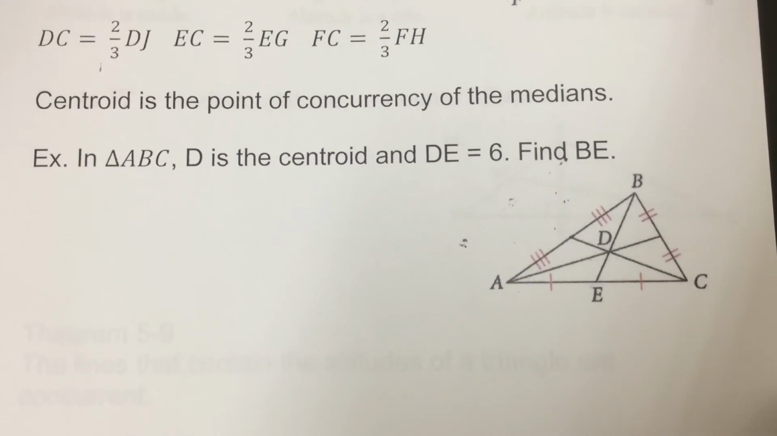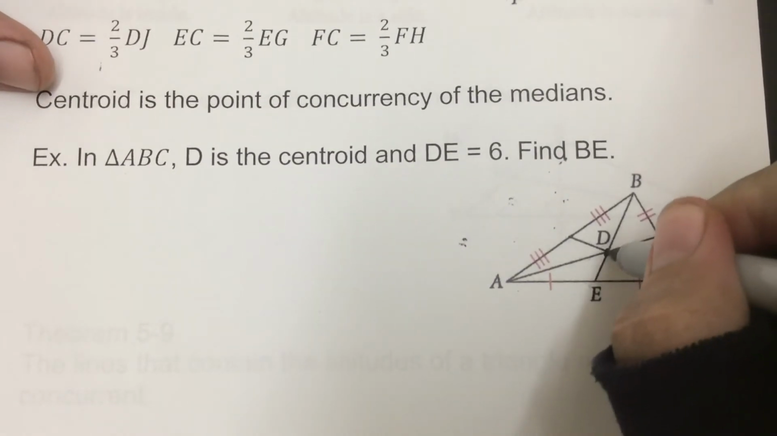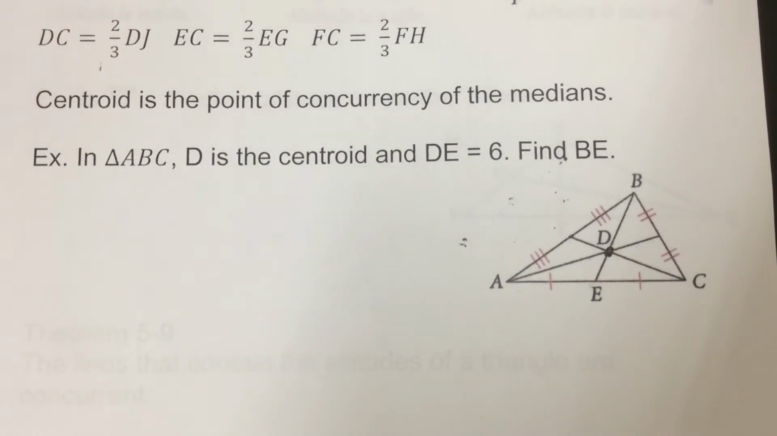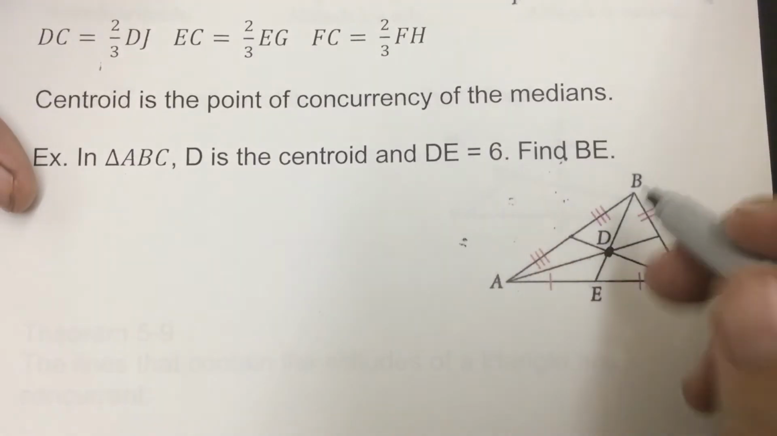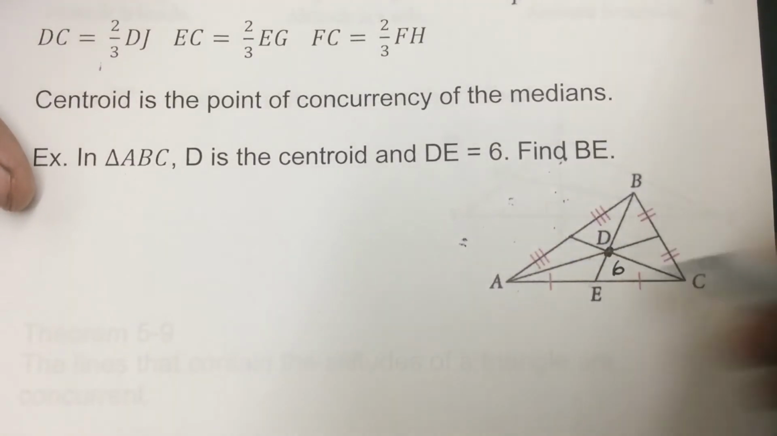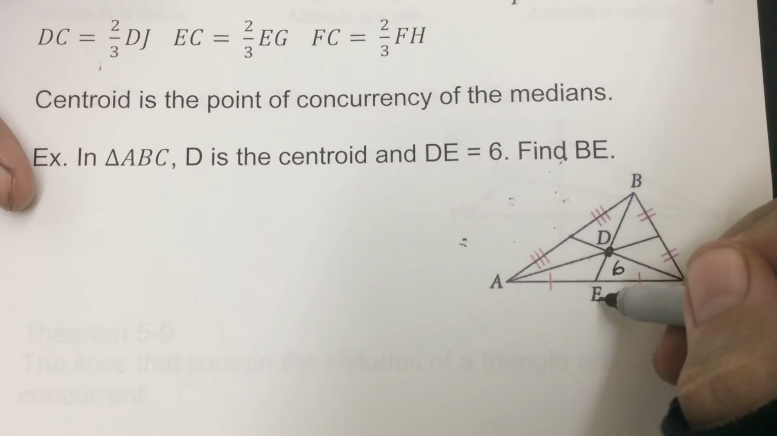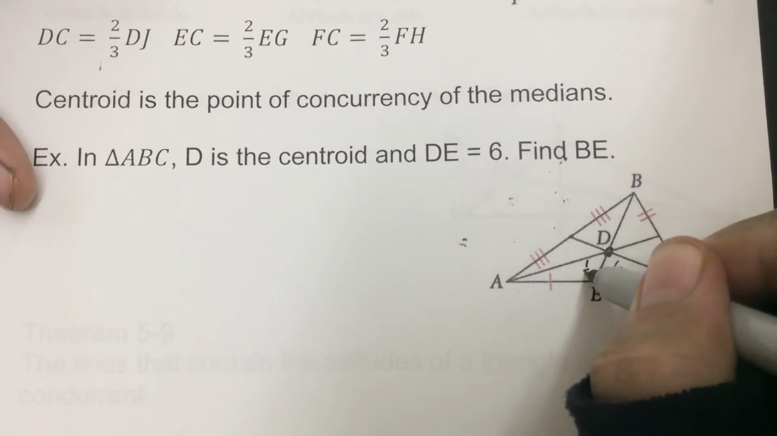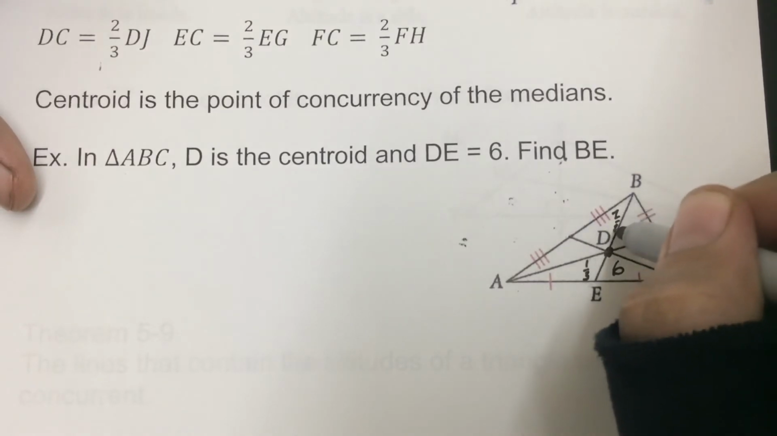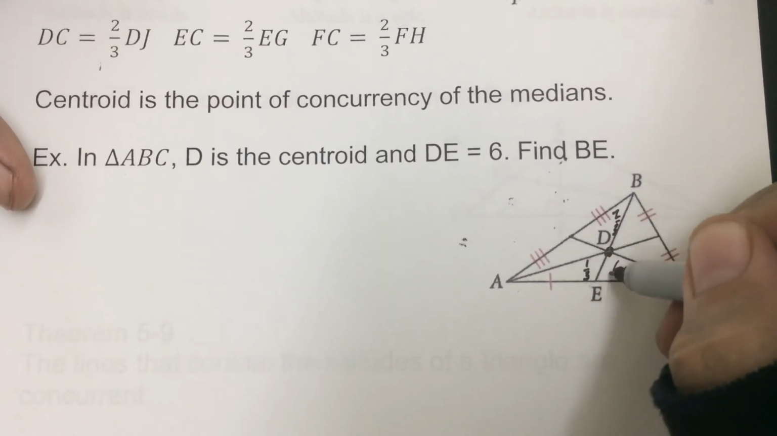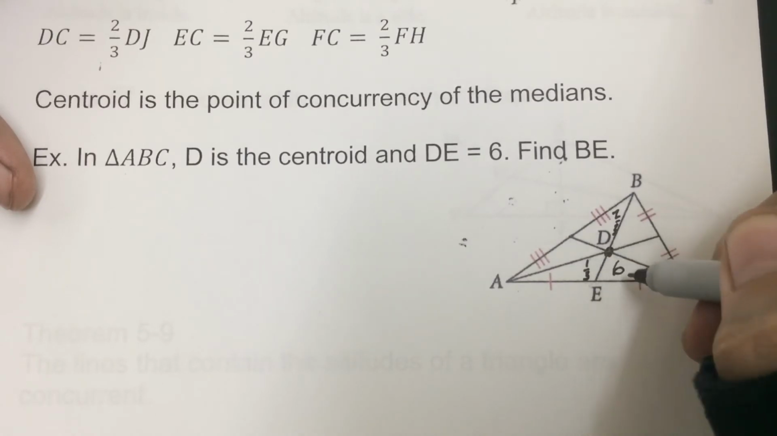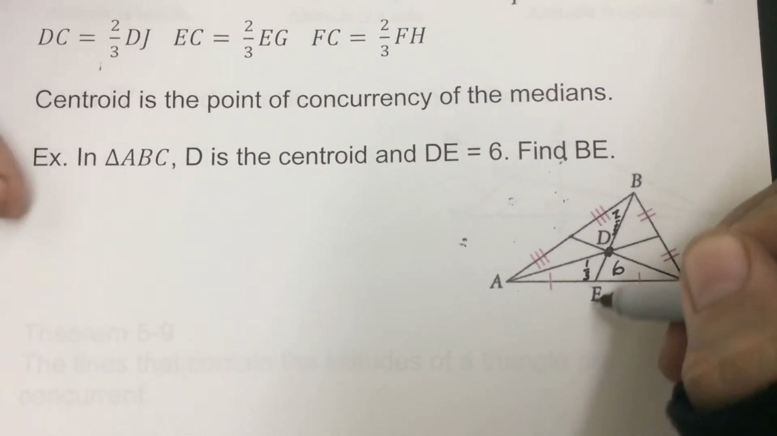So how we could do that is this. D here is going to be the centroid. So that's where they're all coming together. We know DE is 6. So this down here is 6. We're looking for what BE is. Well, we know this is 1/3, which makes this 2/3 of the distance. So 1/3 of it's 6. So if we take it times 3, we're going to get our full distance.